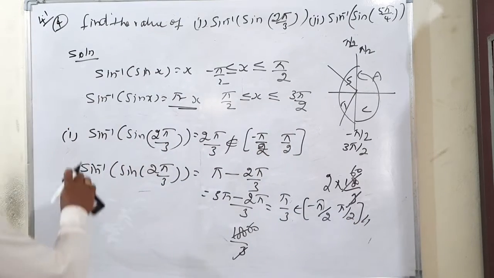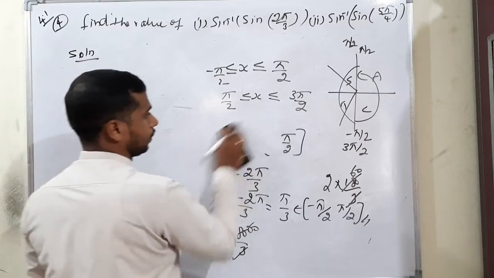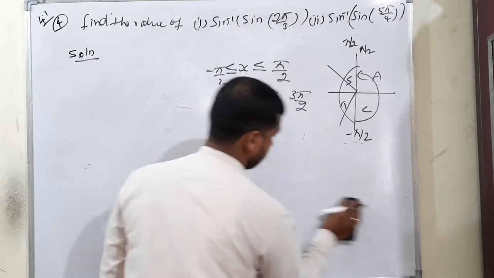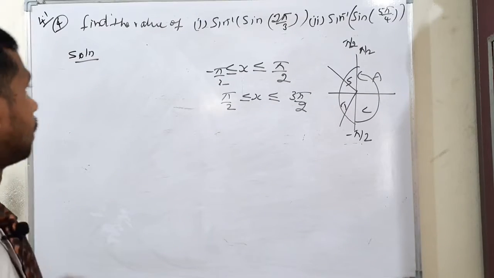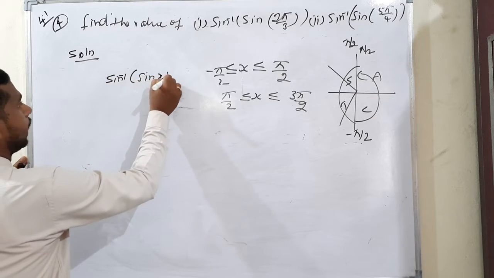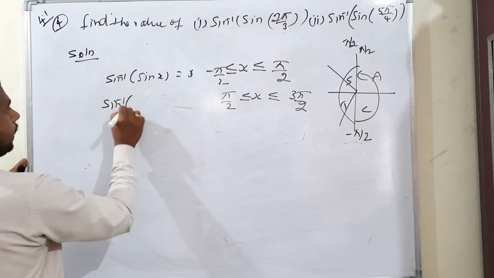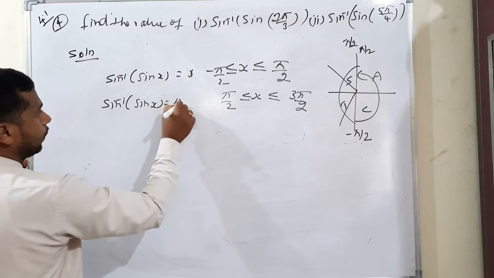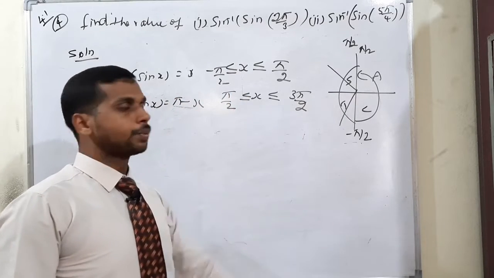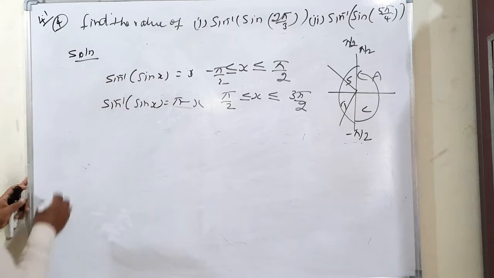Okay, moving to subdivision 2. First case, actually, sine inverse of sine x is equal to x, when x belongs to negative pi by 2 to positive pi by 2. Second case, sine inverse of sine x is equal to pi minus x when x belongs to positive pi by 2 to positive 3 pi by 2. That is the second quadrant and third quadrant. Okay, subdivision 2.